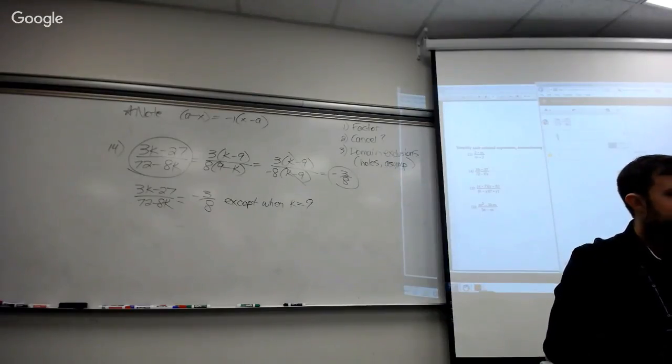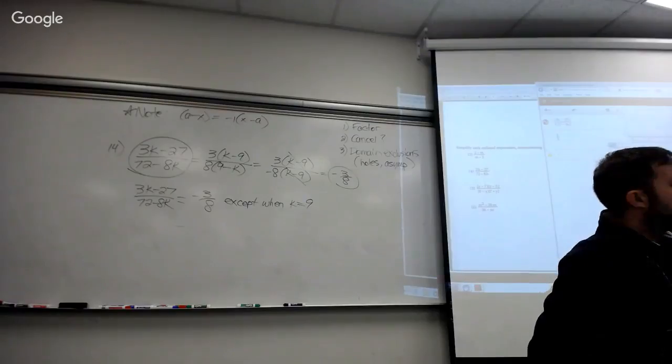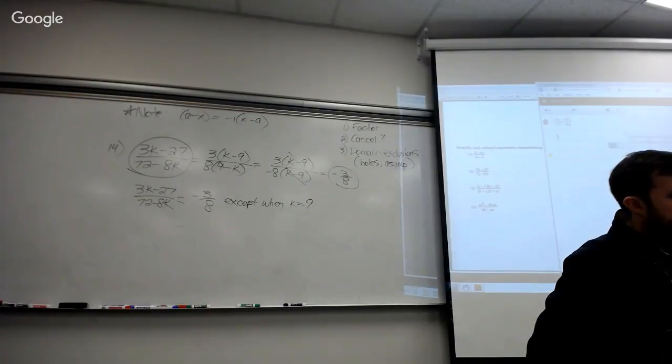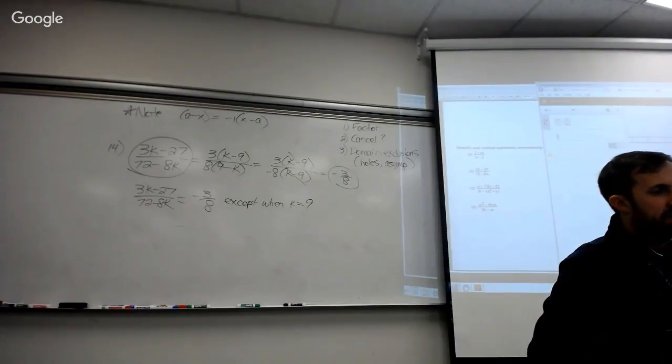Except, everybody, do you see 9 right there? What do you think is going to be right there at the 9? A hole. And there it is. There was a hole there because we canceled out the x minus 9 term. You'll notice it equals -3/8 everywhere else. It just doesn't equal -3/8 at 9 because then it's an undefined hole.